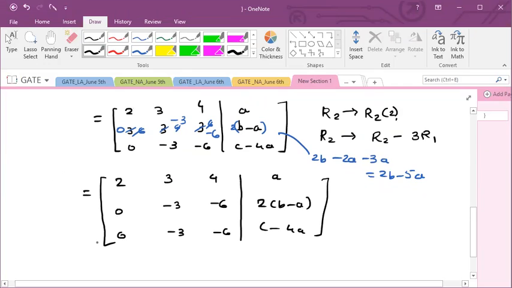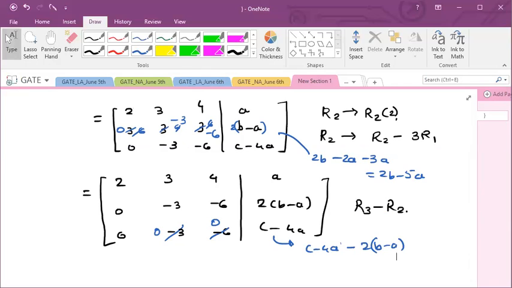So with this R2, can I make R3 0? Isn't it? If I do R3 minus R2, definitely it will become 0. So here, if I am applying R3 minus R2, so minus 3 plus 3 will become 0, minus 6 plus 6 will become 0. And this term will become C minus 4A minus 2B, or minus of 2B minus A. Then we can simplify in the next step.